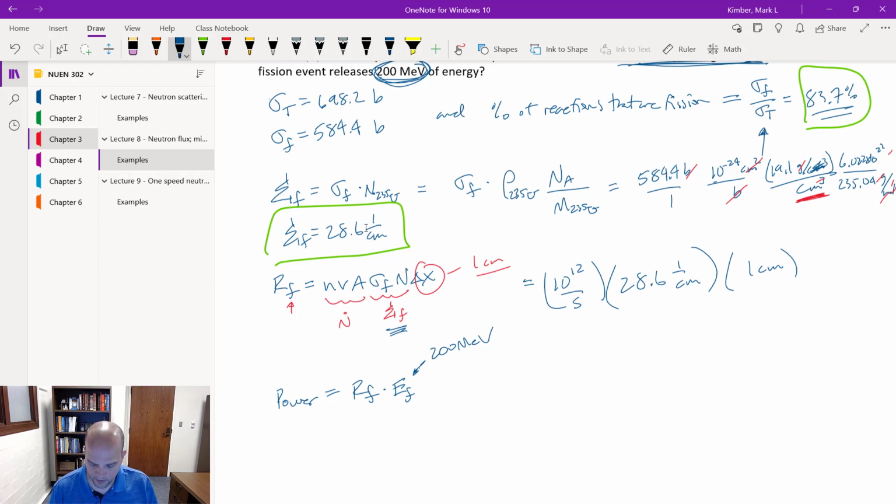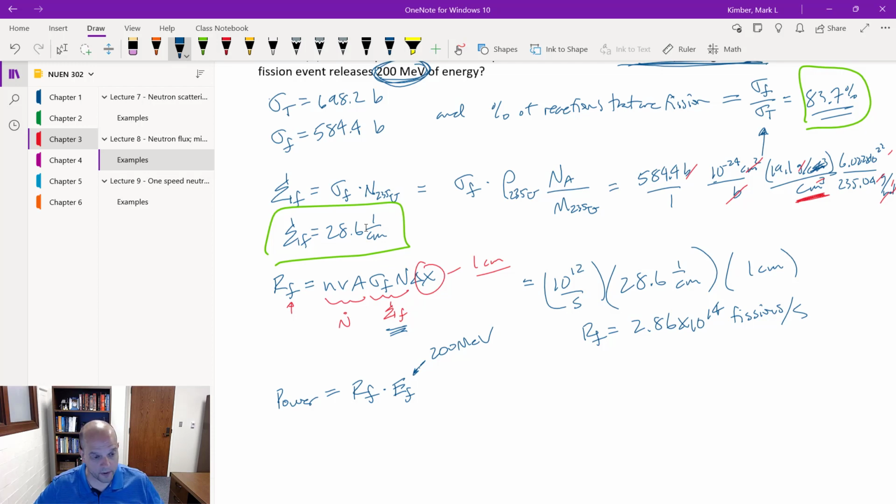And so in this case, I find that RF is going to be equal to 2.86 times 10 to the 14th fissions per second. So every second that ticks by for all these numbers, I would expect 2.86 times 10 to the 14th fissions.